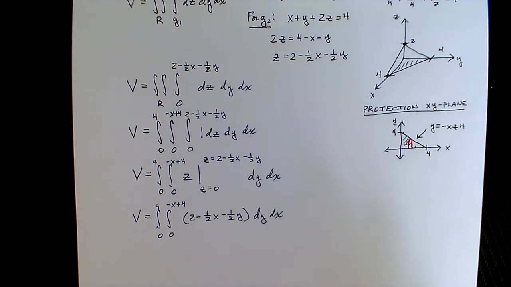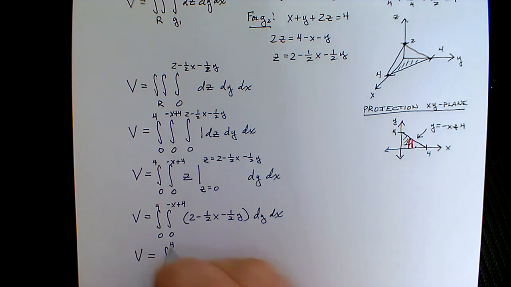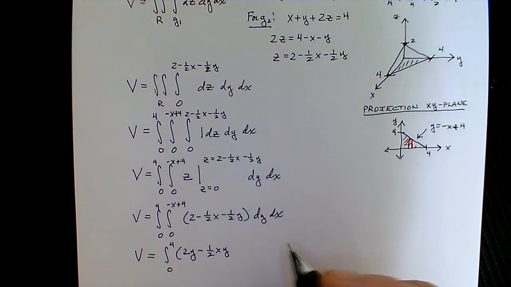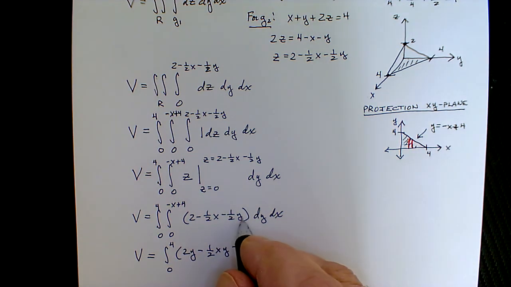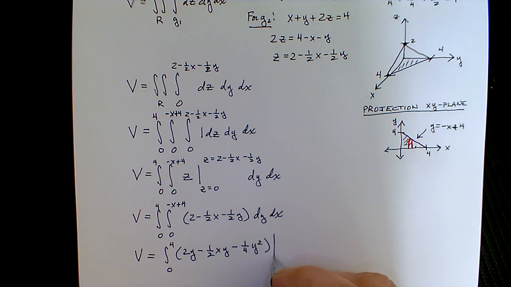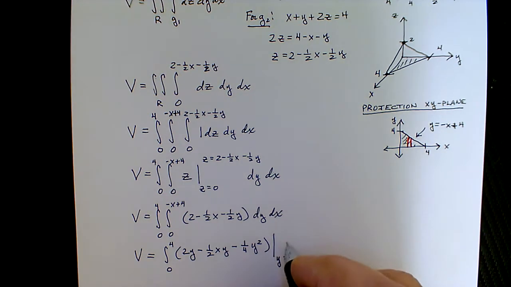and we get integral 0 to 4 of, okay, 2 is a constant, integrating with respect to y, we'll pick up the y, minus 1/2 x is a constant, integrating with respect to y, we get minus 1/2 xy, but then integrating y, we get y squared over 2 times the negative 1/2, so let's say negative 1/4 y squared, as y ranges from 0 to negative x plus 4. And that's going to be with respect to x.